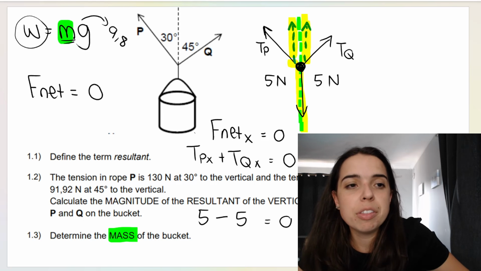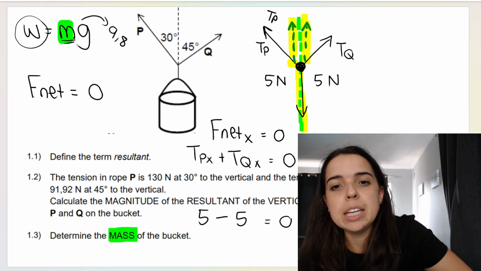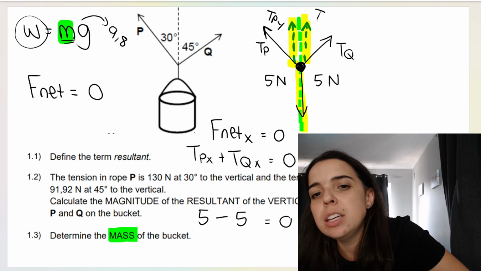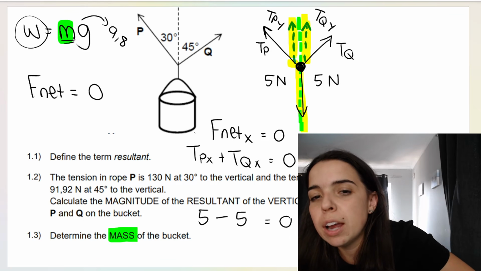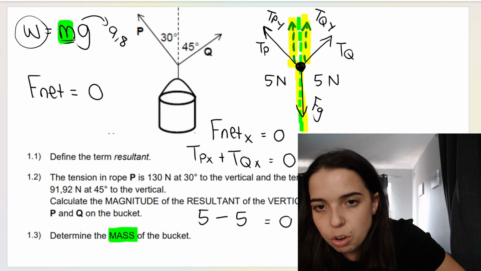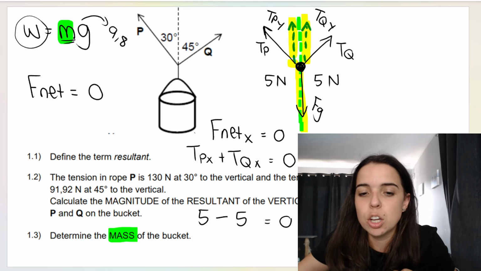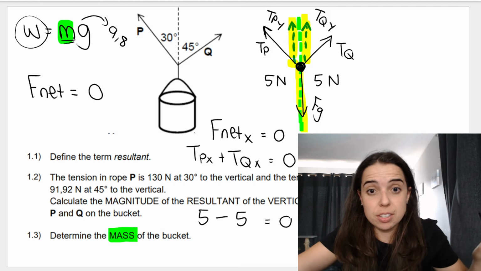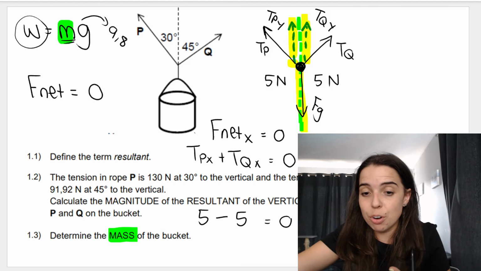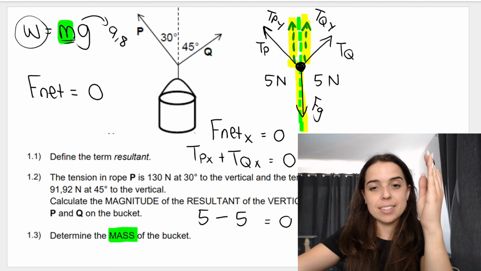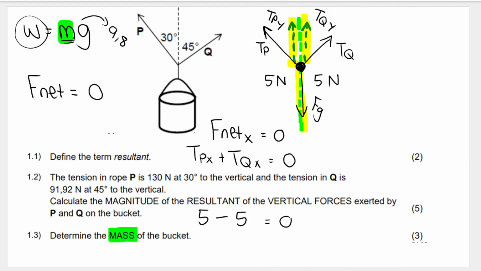So what you need to now think about is TPY, the y component of TP, and TQY, the y component of TQ, plus the weight. Those 3 yellow ones added together will also give me 0. And the reason why is because the object is in equilibrium, so the net force is 0. Okay, so the x ones added together will give me 0. The y ones added together will give me 0. And that is how we're actually going to end up calculating the mass of the buckets.